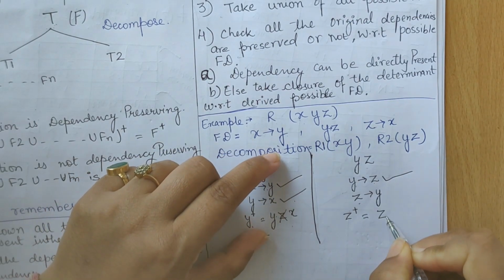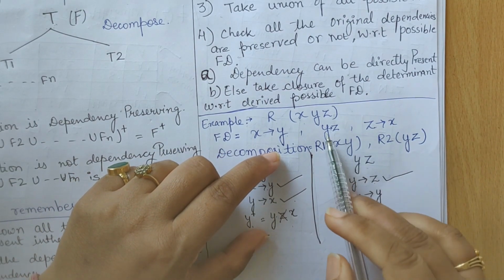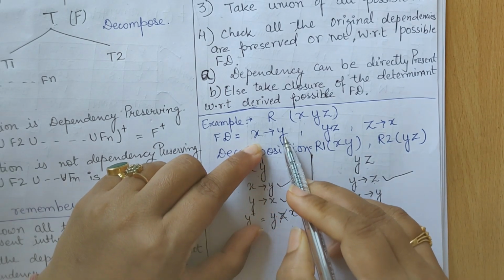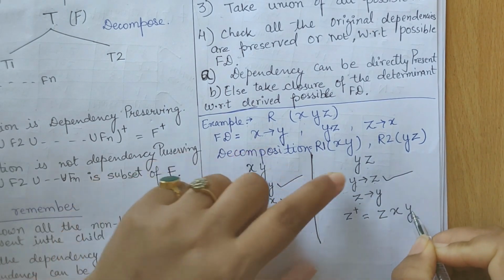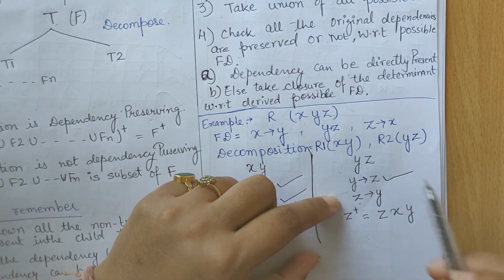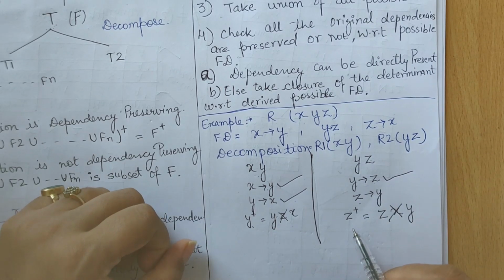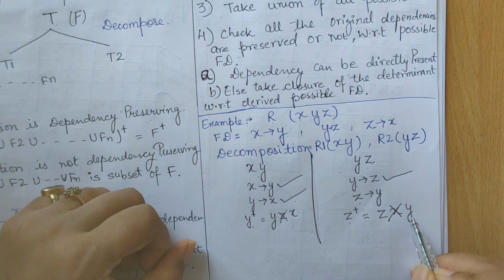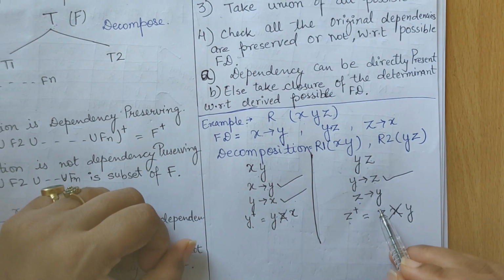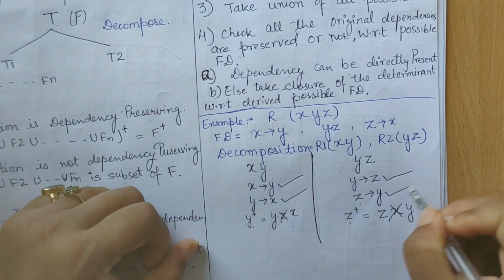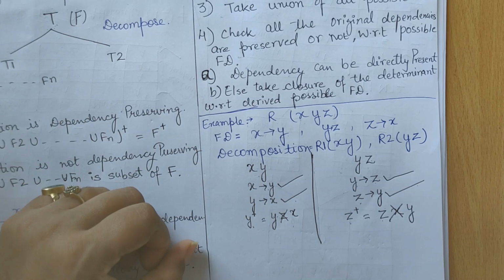Z can determine Z, Z can determine X, and X can determine Y. So now this table only contains Y and Z. So I have to exclude X. I will not take X. So what I can say, Z closure gives me X, Z and Y. That means Z can determine Z and Z can determine Y. So indirectly this functional dependency also holds true.